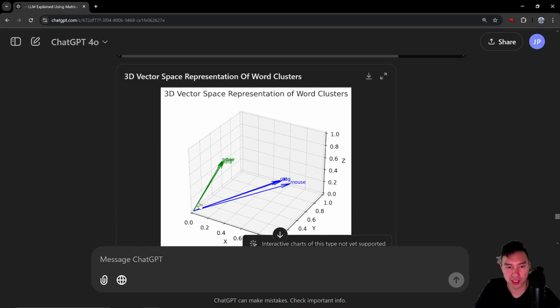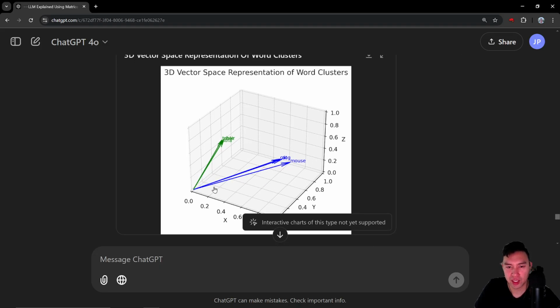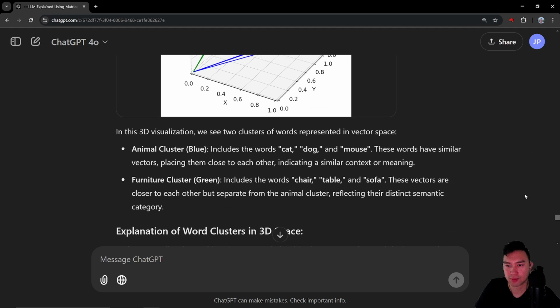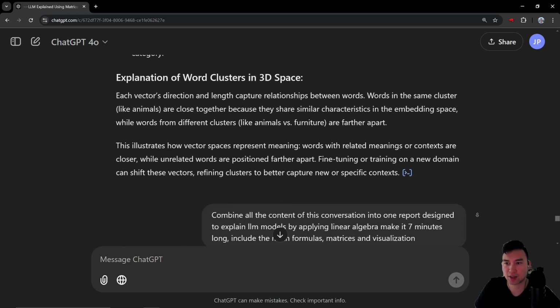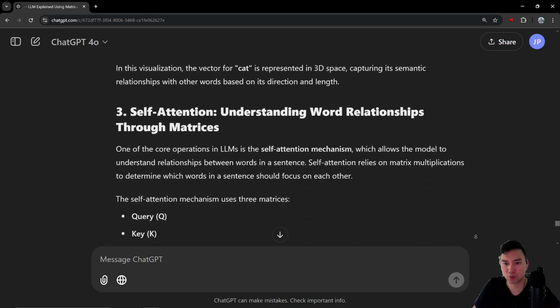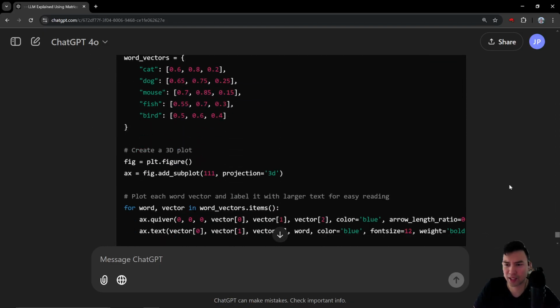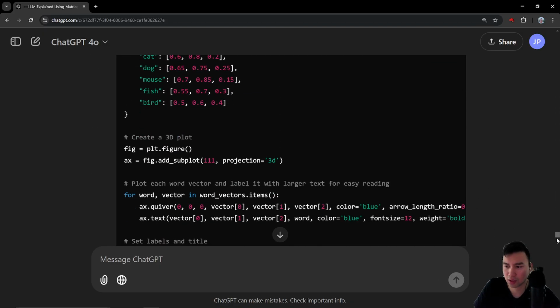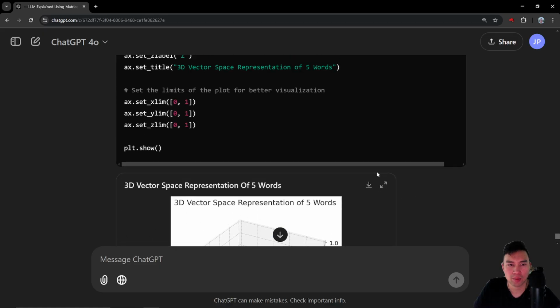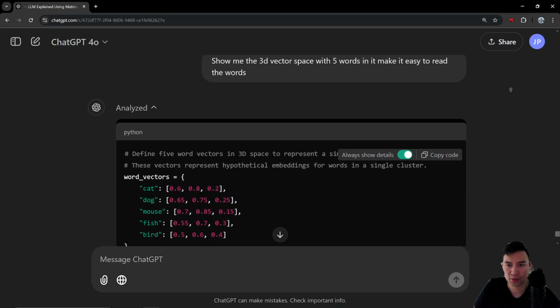So you could see that sofa, table, the furniture cluster is here, outlined by the green lines. The animal or the pet cluster is here, which is the blue lines. Right? So that's how it determines word associations and things like that. That way it doesn't get confused. Let's go down. But yeah, let's go up.